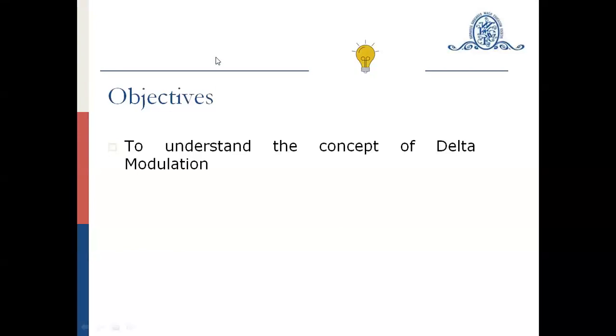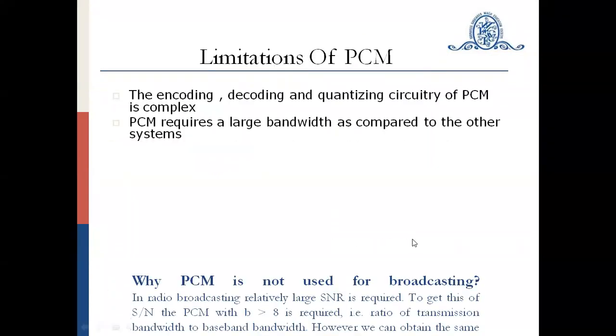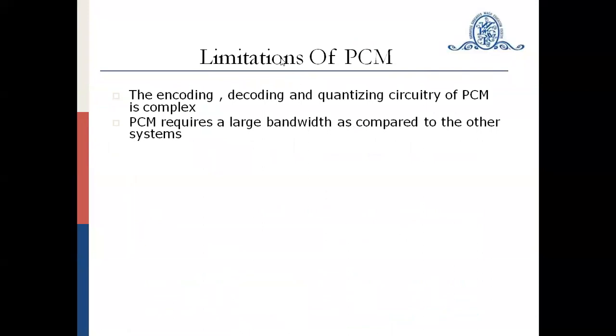The first objective is to understand the concept of delta modulation, and second, to discuss errors in the delta modulation. First of all, we'll see what are the limitations of pulse code modulation. The encoding, decoding and quantizing circuitry of PCM, that is pulse code modulation technique, is complex, and PCM also requires a large bandwidth as compared to other systems.